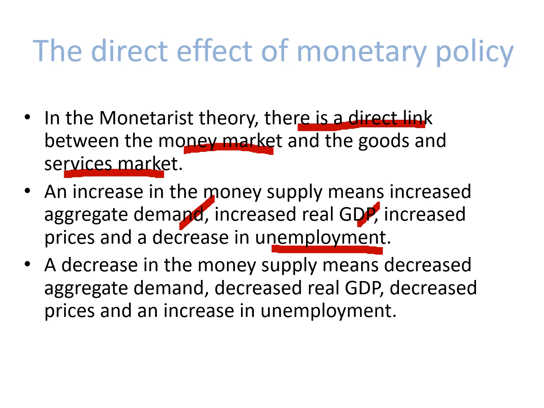On the other hand, contractionary monetary policy takes place when there is a decrease in the money supply, which means a decrease in aggregate demand, decrease in real GDP, decrease in prices, and an increase in unemployment.